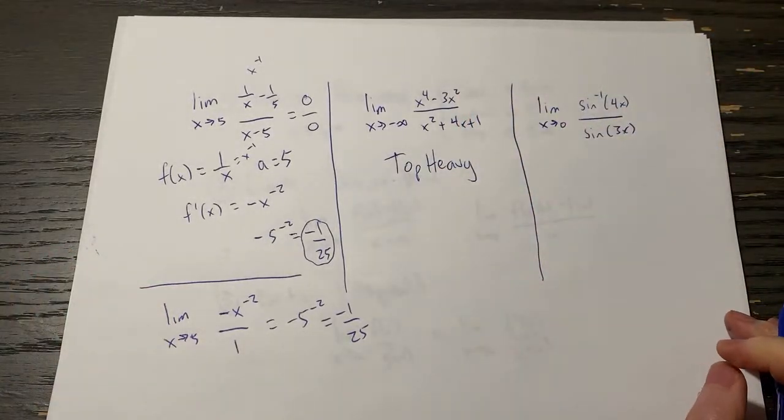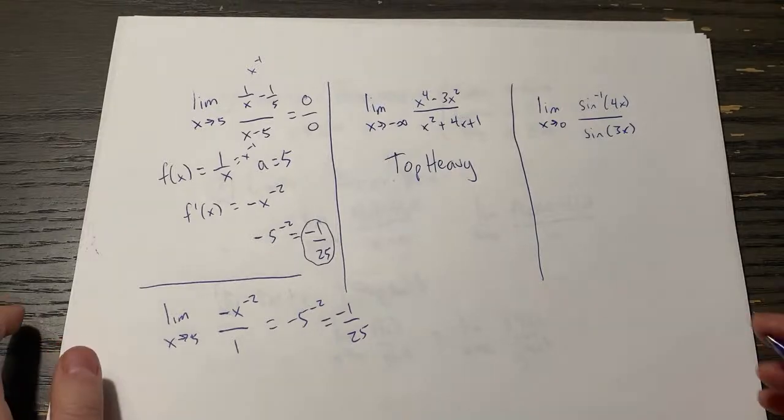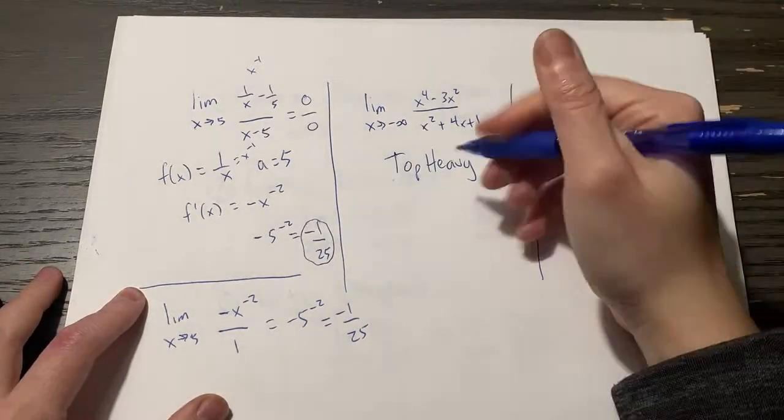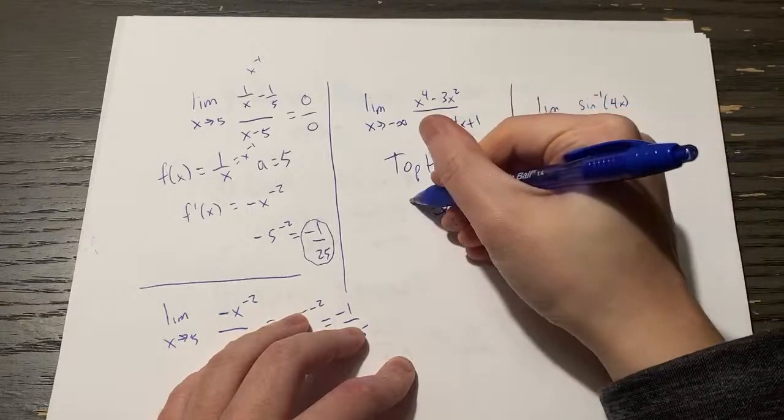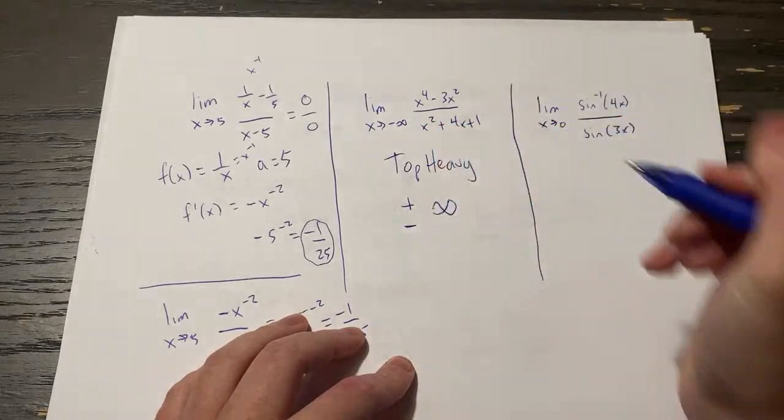And then whenever you're doing top heavy, remember what you want to recognize is whether the answer is infinity or negative infinity. So I'm going to write infinity, and it could be plus and it could be minus.